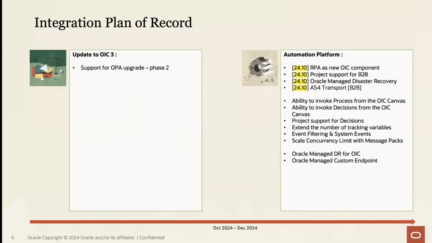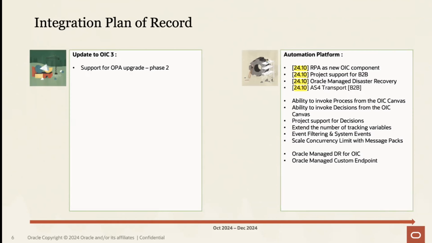So one of them is robotic process automation. RPA is now available as a limited availability feature. If you have use cases for RPA, then feel free to create an SR so that we can enable RPA for the instance that you provide us. We also now have project support in B2B, and I'll show you a little bit about that. Oracle Managed Disaster Recovery is now available in limited regions. So in US, it's available for Ashburn and Phoenix, and in APAC, it's available for Singapore and Tokyo.